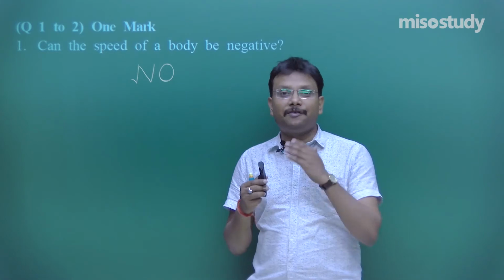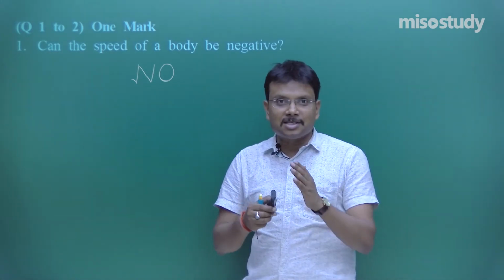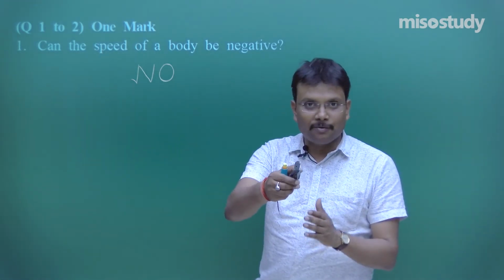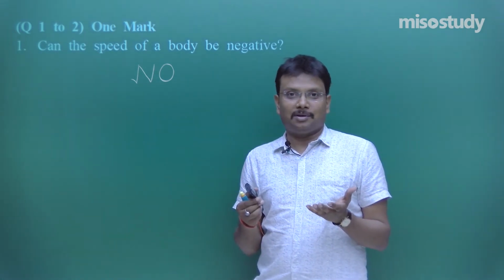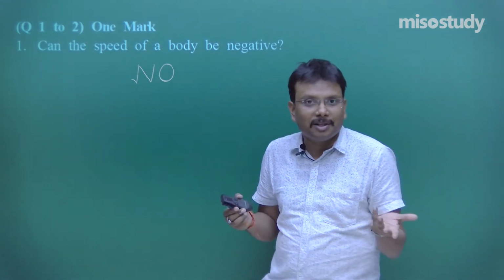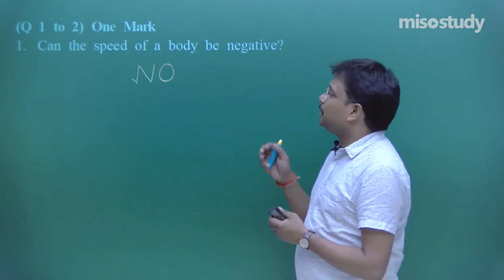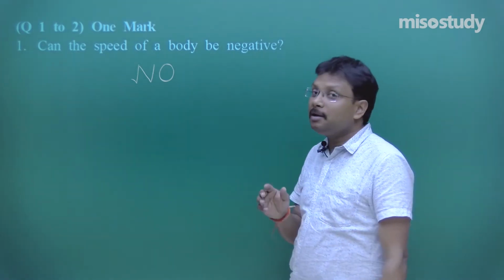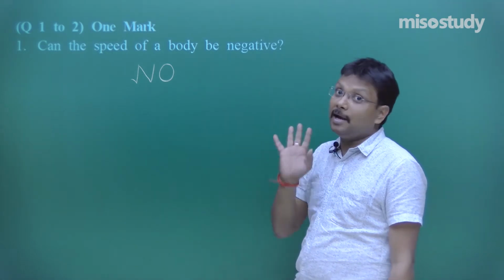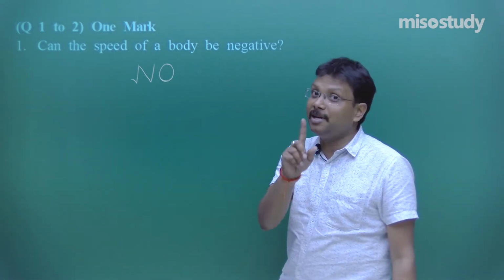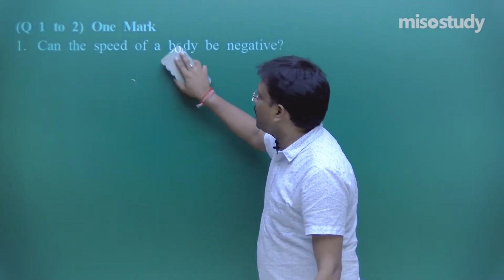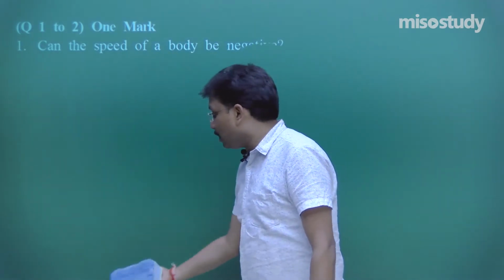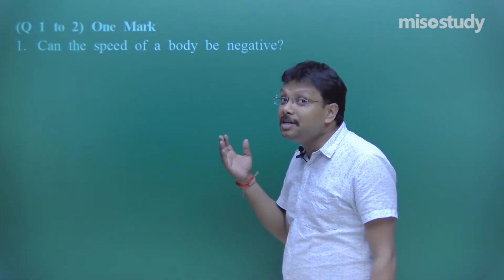Say for example, if I am saying I am moving some distance towards the camera, which is in front of me, it cannot be negative. Distance means I am moving towards the camera, that's it. So the speed of a body cannot be negative, and distance also cannot be negative. This is the way of providing the answers to these questions.